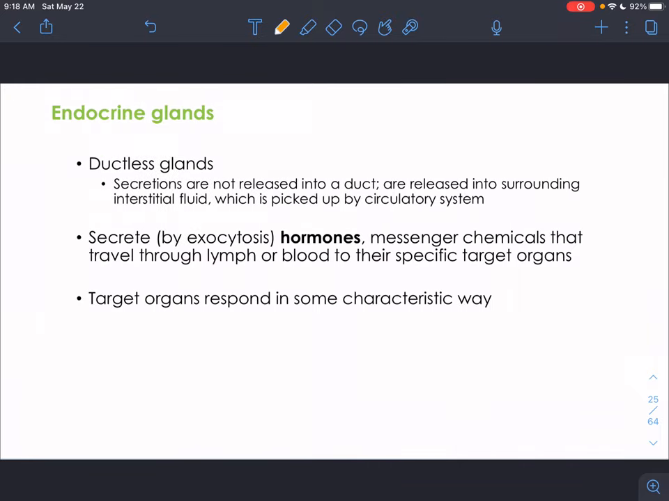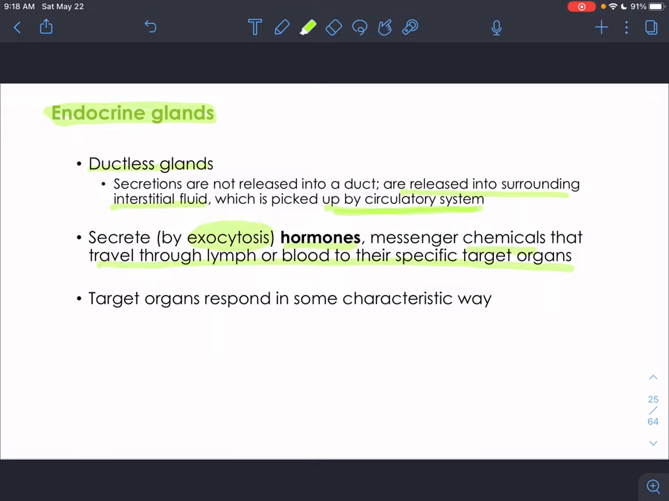Okay. So again, this is just kind of what I just talked about, but endocrine glands are ductless, meaning they don't secrete to the surface. They're not released into a duct. Instead, they're released into the interstitial fluid. Remember, that's the fluid that the cells are bathed in, which is picked up by the circulatory system. They use exocytosis, right, which is using those vesicles to release things such as hormones, which are just chemicals that are going to travel through the lymph or blood supply to their specific target organ. So they're just moving within the body.